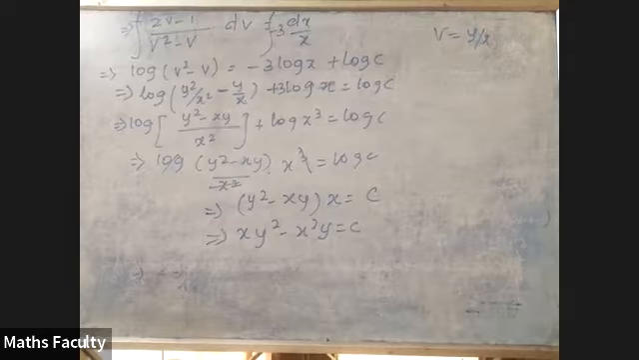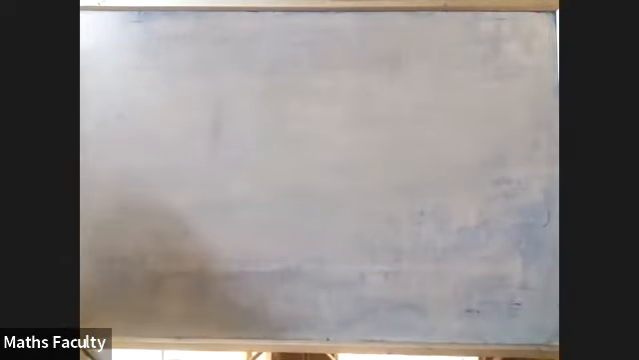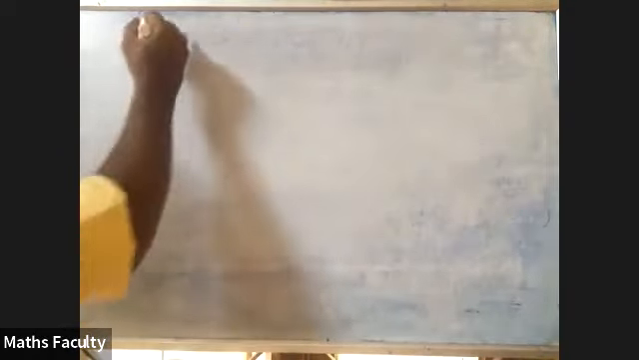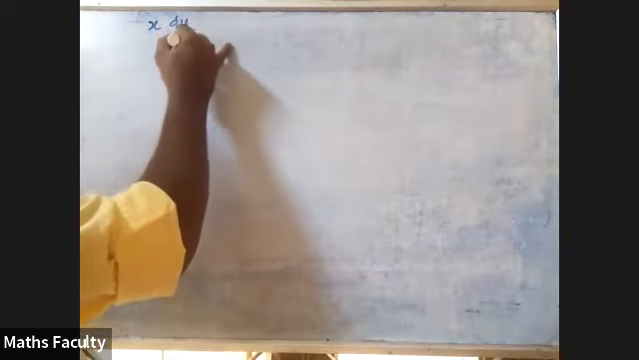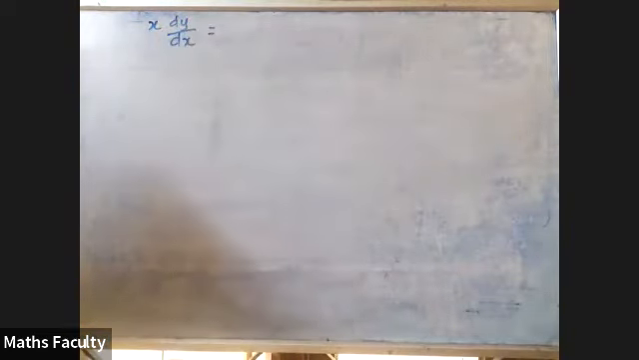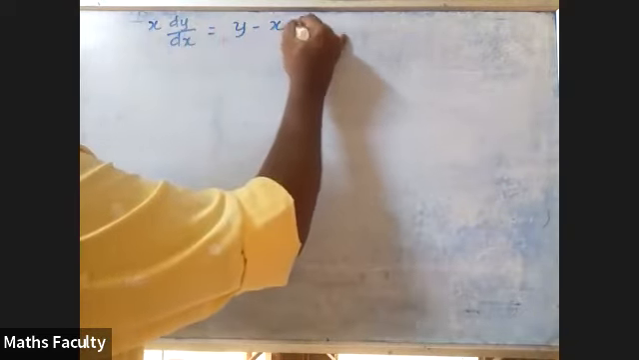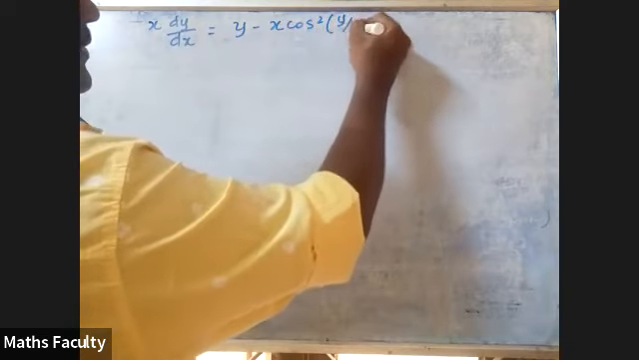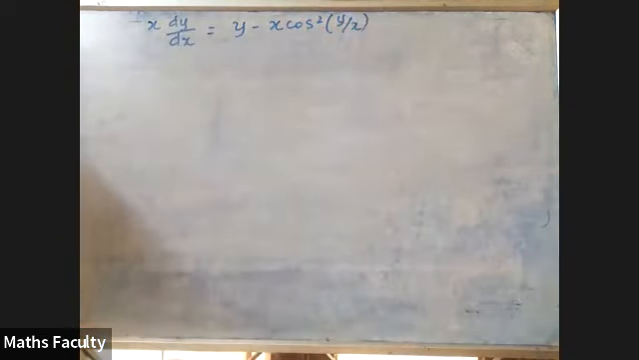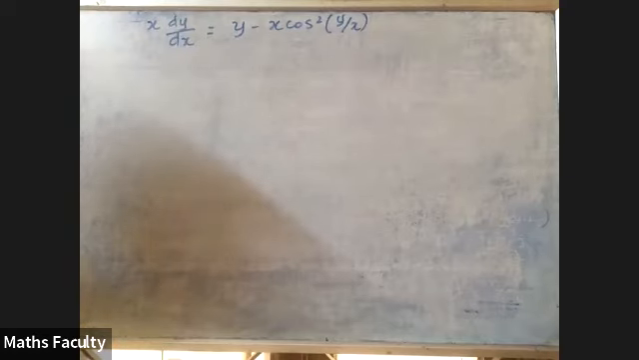The next problem. Solve x dy by dx is equal to y minus x cos squared y by x. We have to find out the solution.